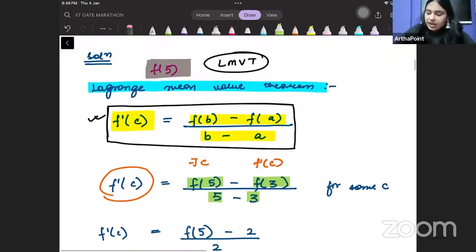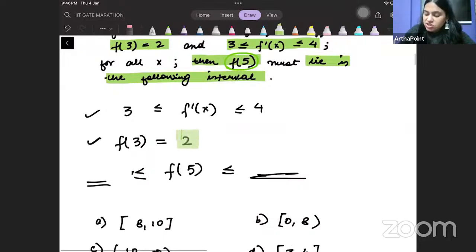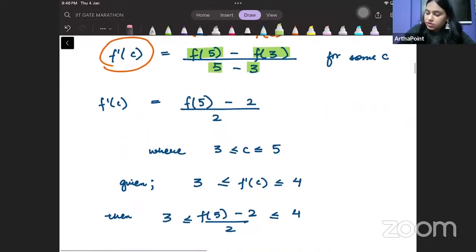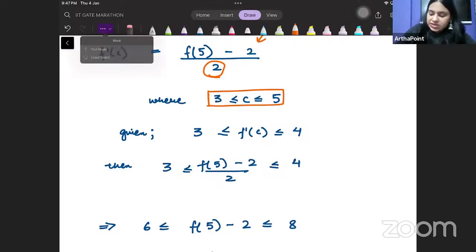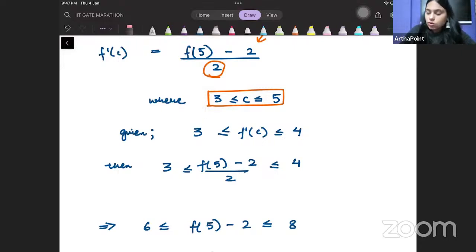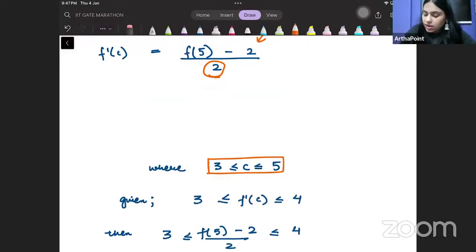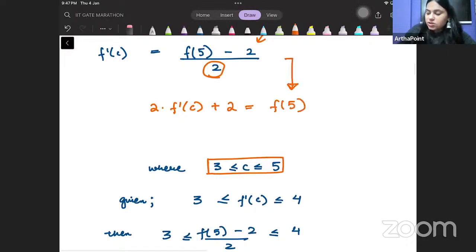And ये जो f of 3 है, this is actually given to me as 2. So instead of f of 3, I am going to go ahead and plug this value in, and niche this is just 5 minus 3. This is 2. Right? So therefore, this C that exists between 3 to 5 is such that this follows this property. बेटा बड़ा ही सिंपल बात है. अगर मैं ध्यान से देखूं और मैं इससे f of 5 निकालने की कोशिश करूं, I will get 2f dash c plus 2 will be f of 5. ये f of 5 की वैल्यू आ जाएगी.